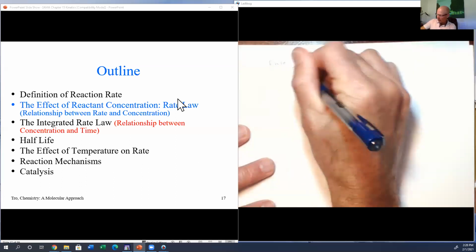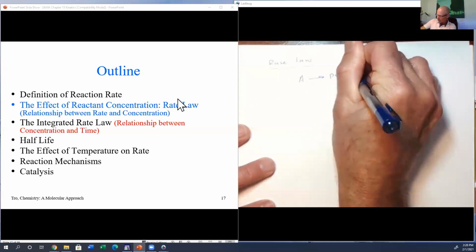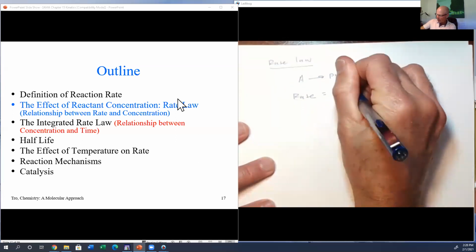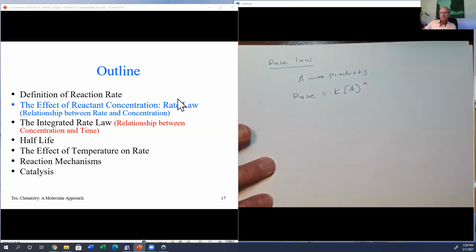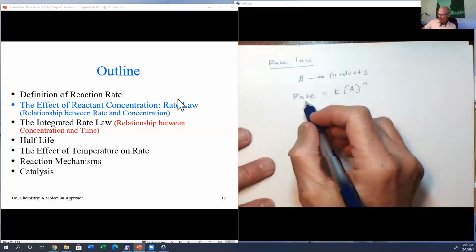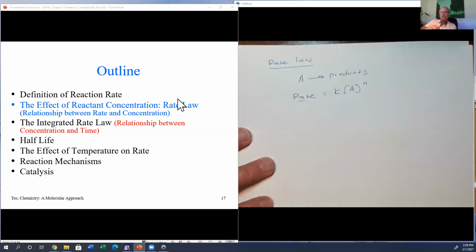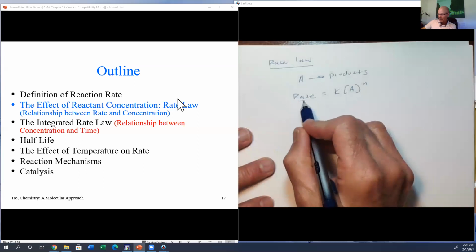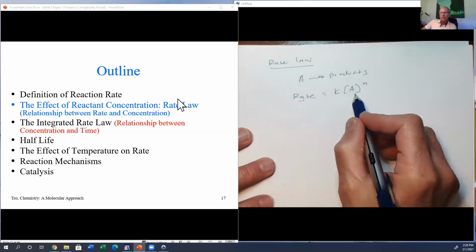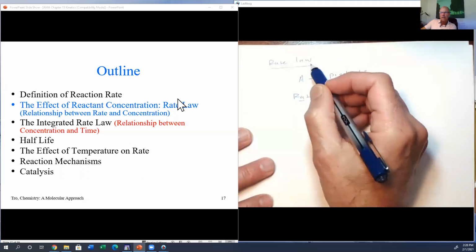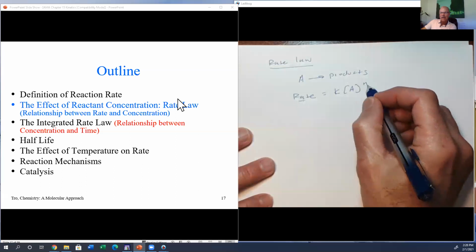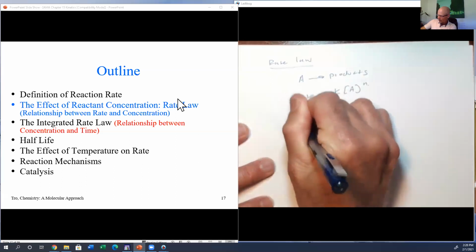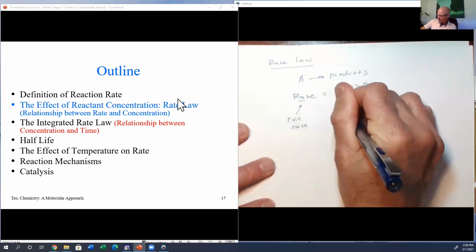So if you have a reactant, A goes to products, we're going to define the rate law as rate equals k[A]^n. This rate is what we just defined. We're saying that the rate is going to be proportional to the concentration of A. In other words, if you have more A, the reaction might go faster, depending on what n is. This is the reaction rate. This k is called the rate constant.